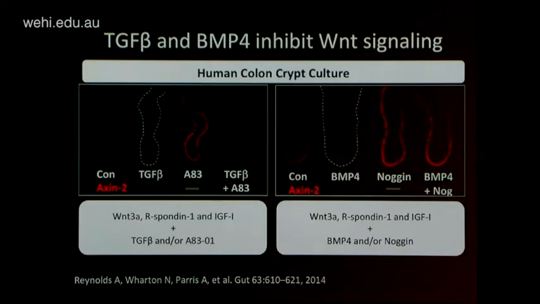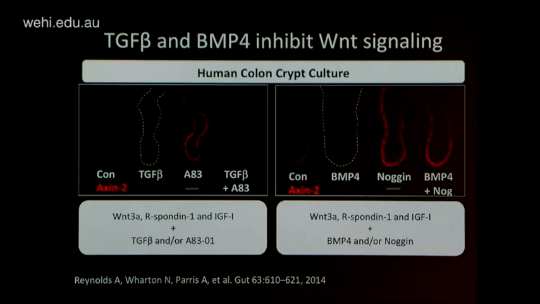And from this experiment, we can see TGF-beta and BMP inhibit the Wnt signaling. In this experiment, they used human colon crypt culture and added TGF-beta to the culture. And then they found that when they added TGF-beta, SN2 expression was suppressed. SN2 is a gene of the canonical Wnt signaling pathway. And this effect could be rescued by adding the TGF-beta inhibitor. And if only the TGF-beta inhibitor was added alone in the culture, we see the Wnt activity was enhanced.